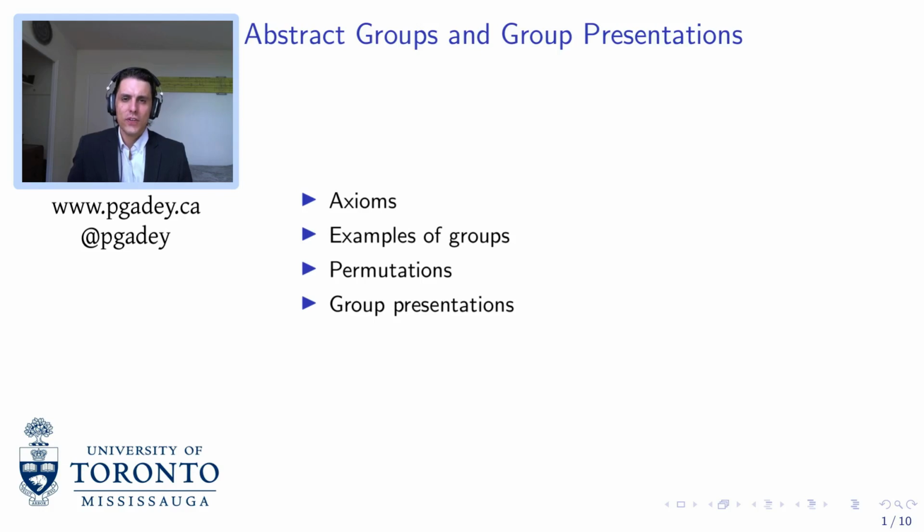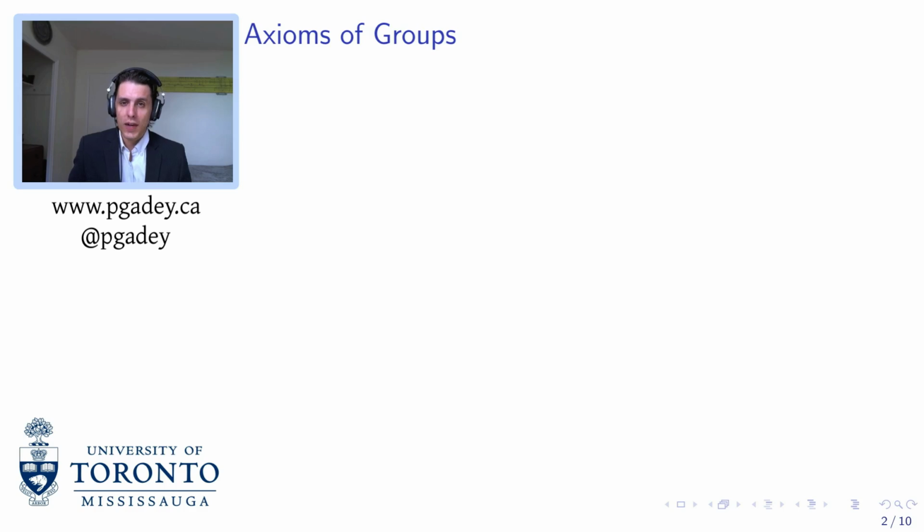Hi there. In this video we're going to talk about abstract groups and group presentations. We're going to go over the axioms of groups, talk about some examples of groups, then we'll look at permutations and group presentations. So what are the axioms of groups? These are the fundamental rules that groups must obey.